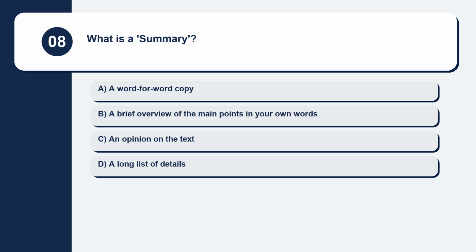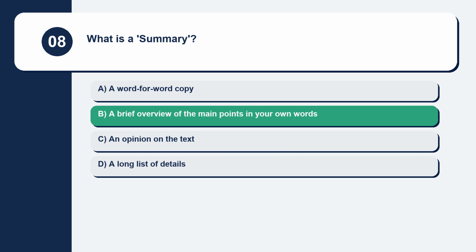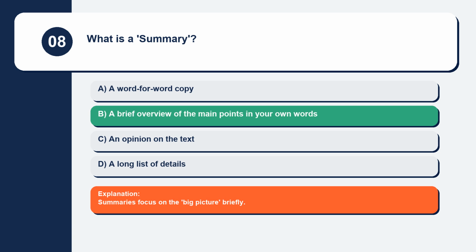Question 8. What is a summary? A word-for-word copy. A brief overview of the main points in your own words. An opinion on the text. A long list of details. Summaries focus on the big picture briefly.